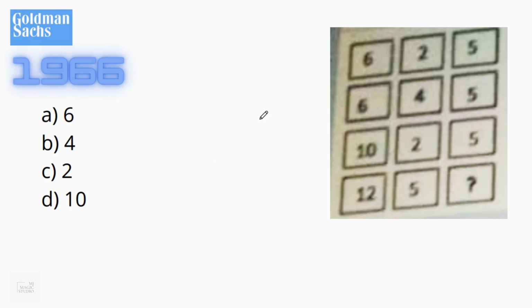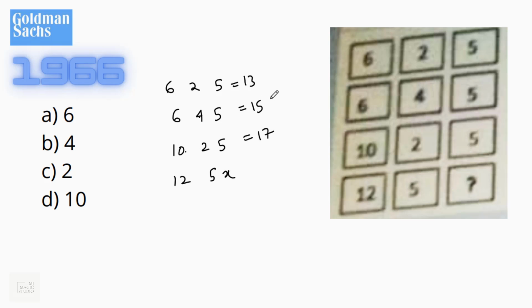Okay, again a digit type. Let me make this clear. It is 6, 2, 5; 6, 4, 5; 10, 2, 5; and 12, X, 5. There must be some relationship in the first column, second column and third column, row wise. 6 plus 2 plus 5 is 13. 6 plus 4 plus 5 is 15. 10 plus 2 plus 5 is 17. As we can see, the total of each row is increasing by 2.